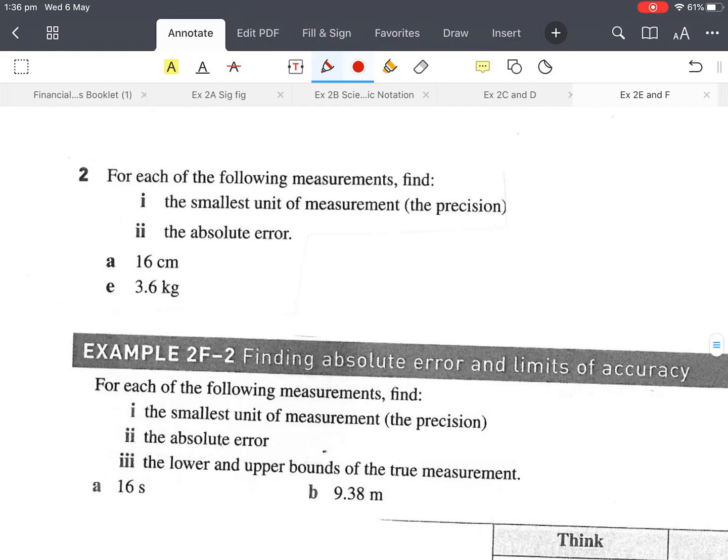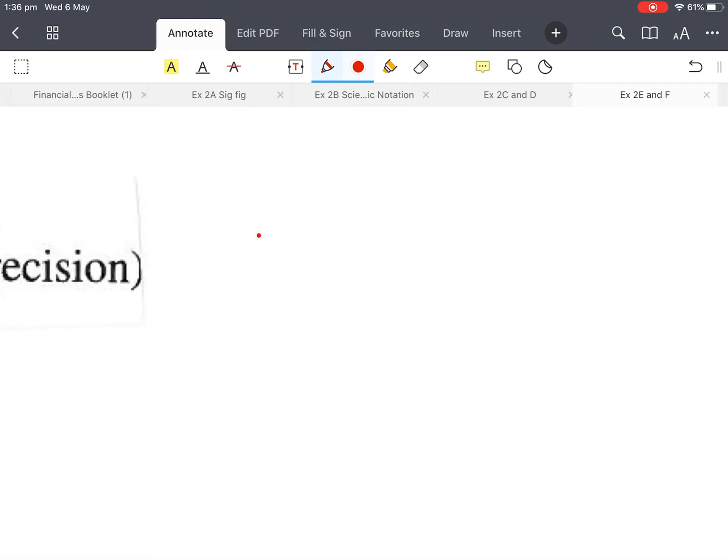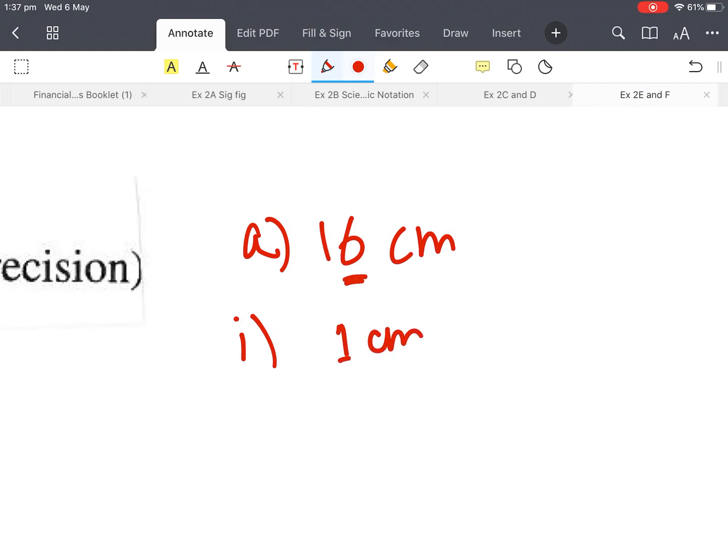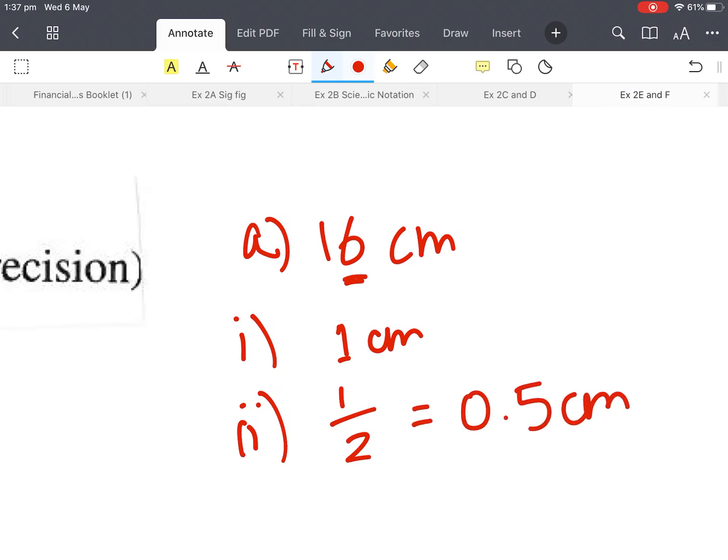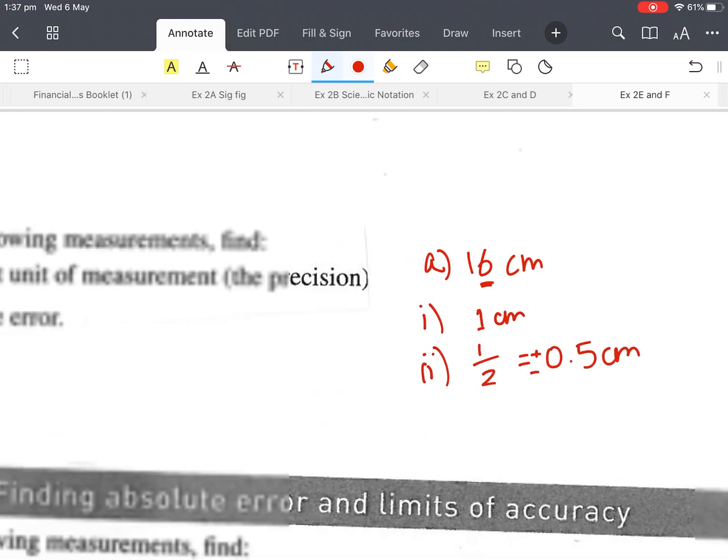For each of the following measurements, find the smallest unit of measurement and find the absolute error. All right, let's do 16 centimetres first. So A, 16 centimetres. The smallest unit of measure, where's the last significant figure? It's in the units position, so I'm going to put a 1 in that position. So that means 1 centimetre is my smallest. Part 2, I now have to halve that answer, which gives me 1/2. So it's going to be 1/2 centimetre above and below. So put in your plus and your minus, and that's all you have to do there.